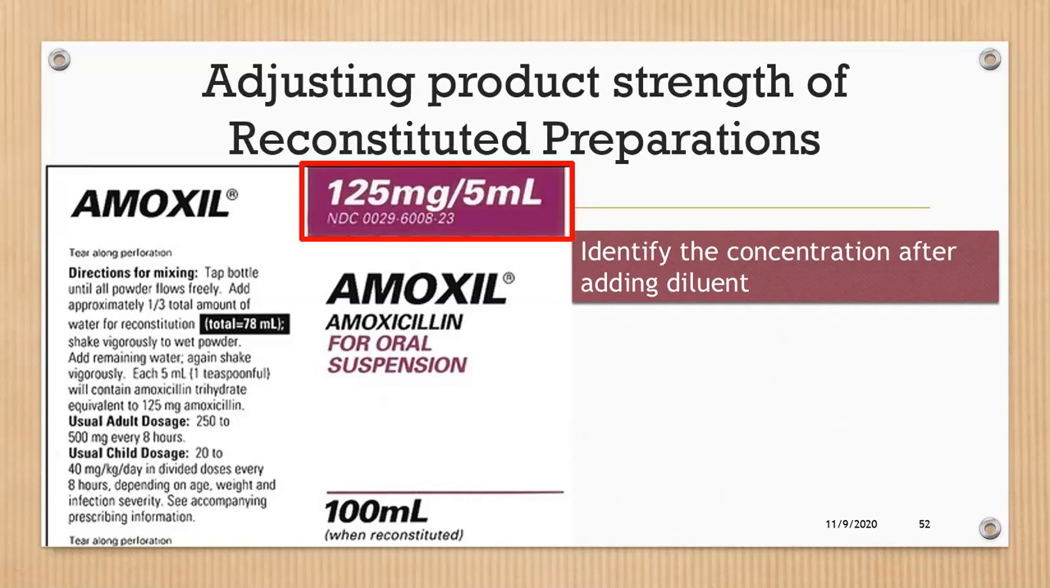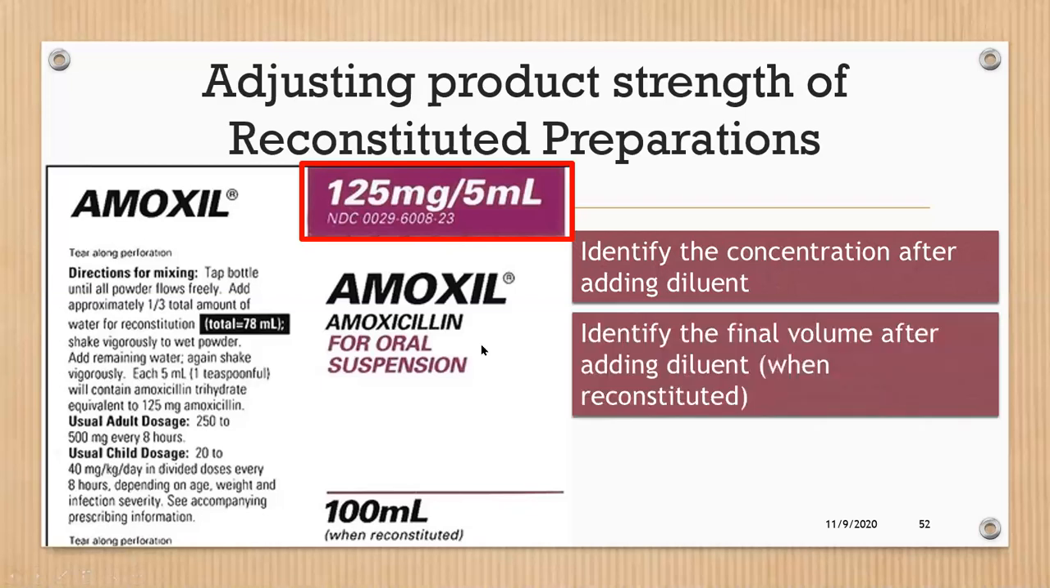Now, remember, the amoxicillin comes as a reconstituted powder that the pharmacist will store in her antibiotic cupboard. This is not reconstituted until it is needed at the point of dispensing. But it is very important for us to understand that once reconstituted, we're going to get a concentration of 125 milligrams per 5 mils. We also need to identify the final volume after adding the diluent.